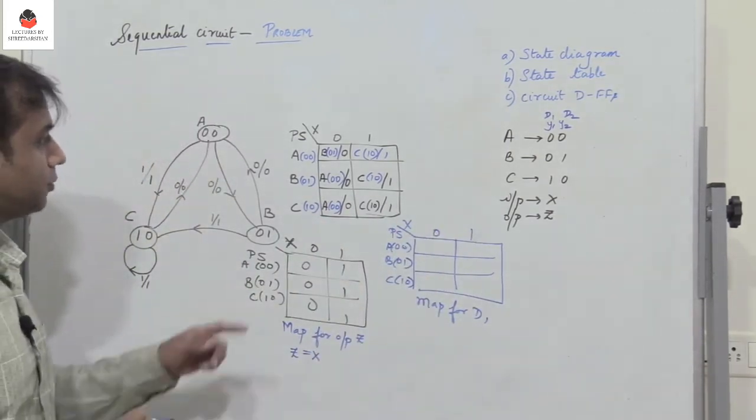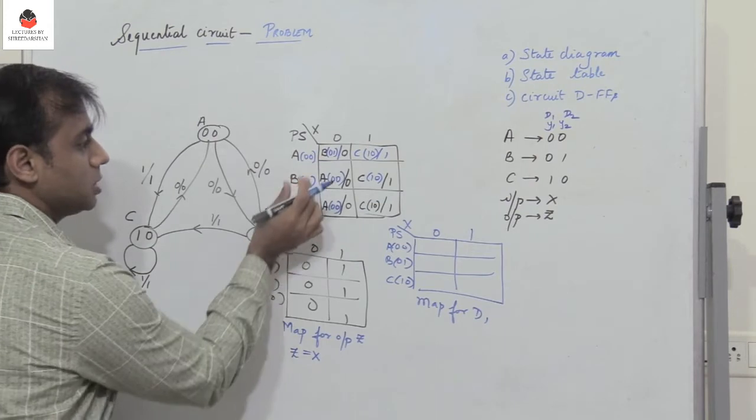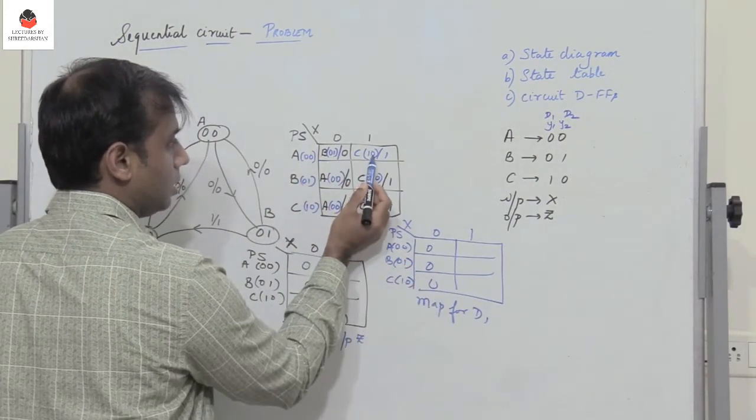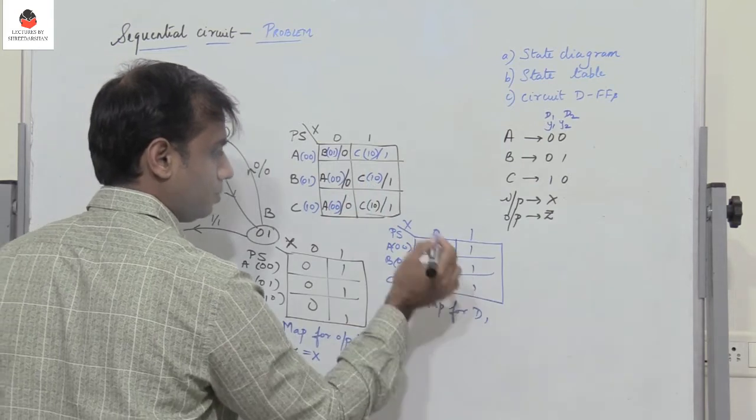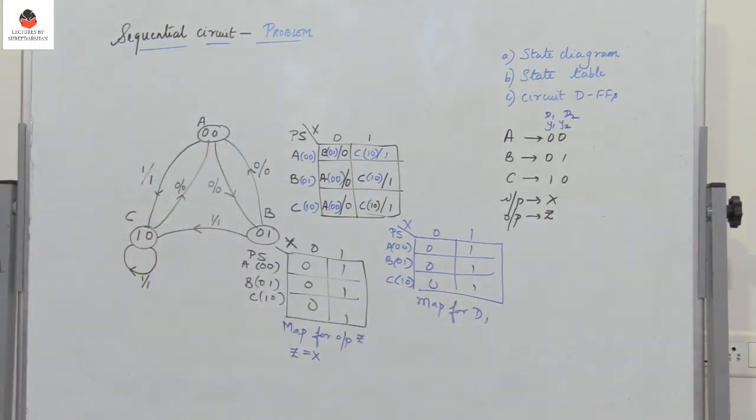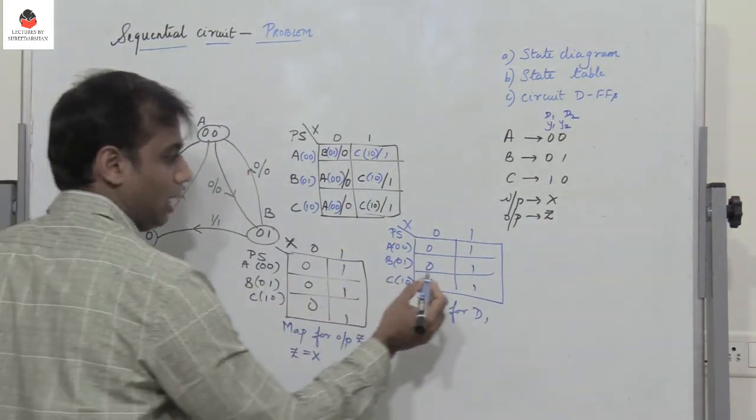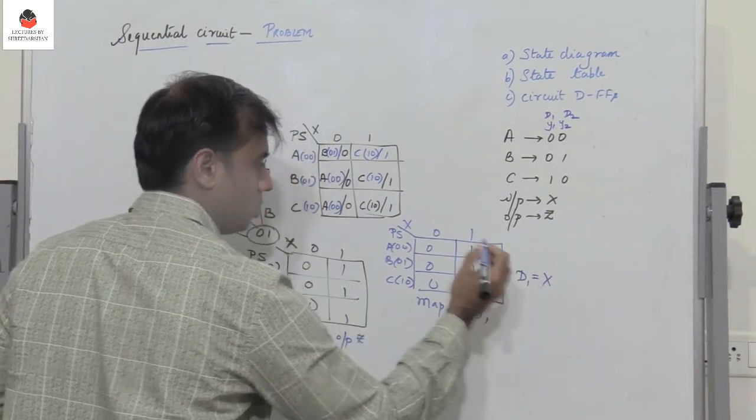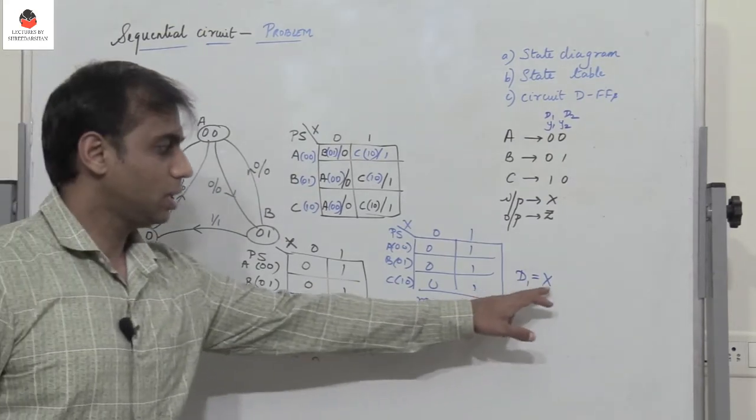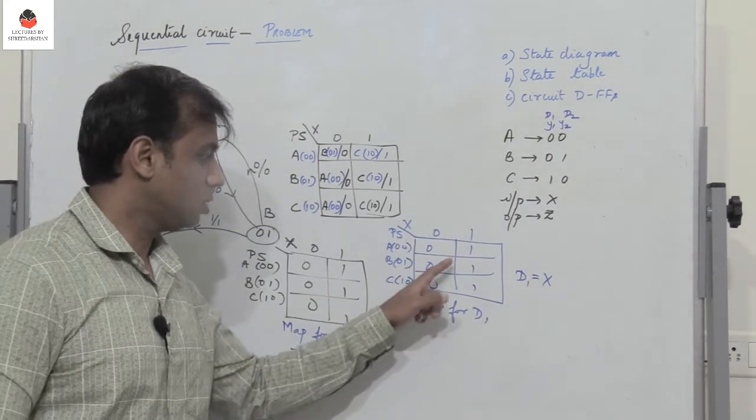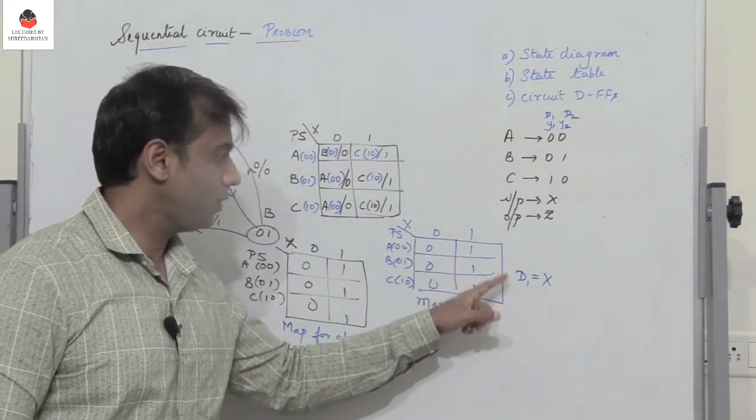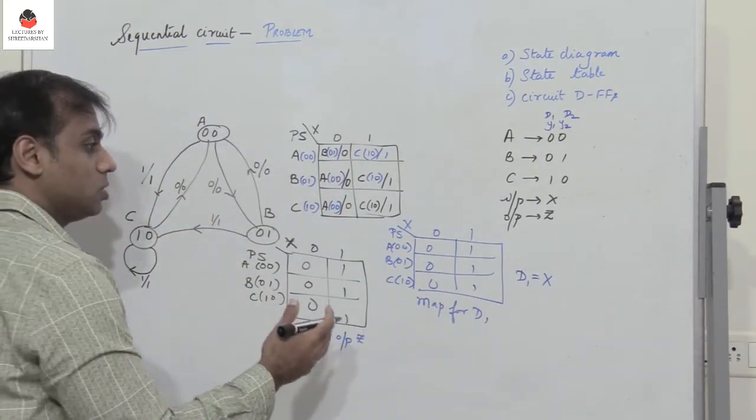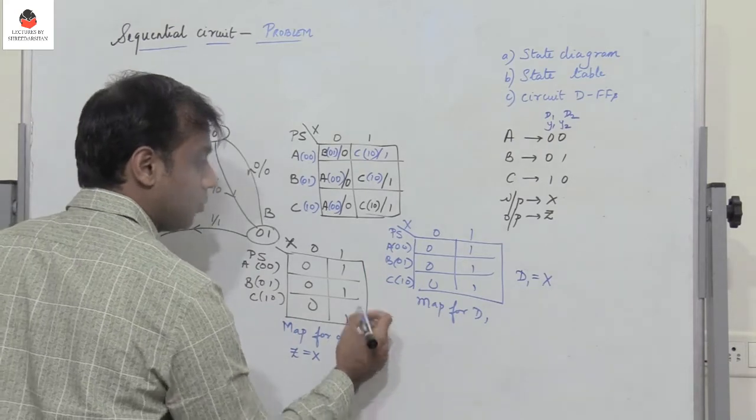I need to consider the first bit, right? The first bit within bracket is 0, 0, 0, and here it is 1, 1, 1. Now what is the mapping for D1? D1 is nothing but X. So you observe that D1 is nothing but X. If X is 0, D1 is 0. If X is 1, D1 is 1. Very simple.